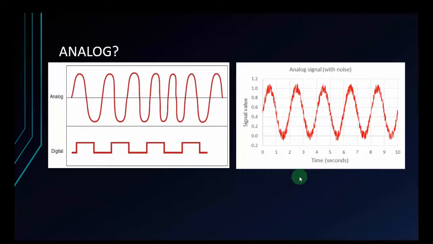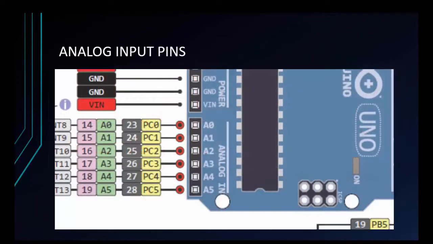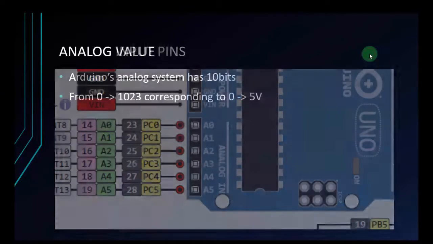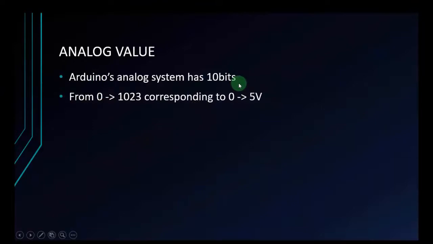We already know what the analog signal is, and now we will learn how to collect it from peripheral devices with Arduino. On Arduino, we have 6 pins to receive the analog signal, from pin A0 to A5 right here on the left side. The Arduino's analog system has 10 bits. It means it can convert the analog signal to digital from 0 to 1023, corresponding to 0 to 5 volts.